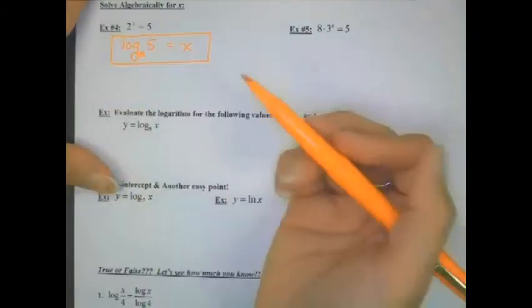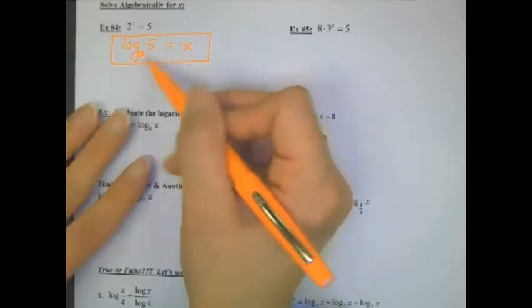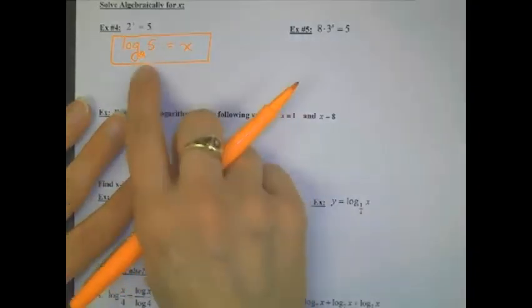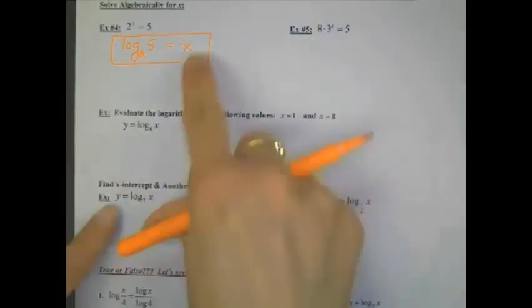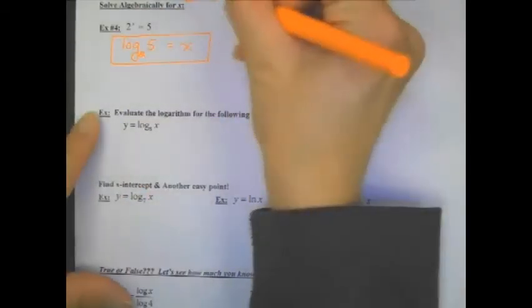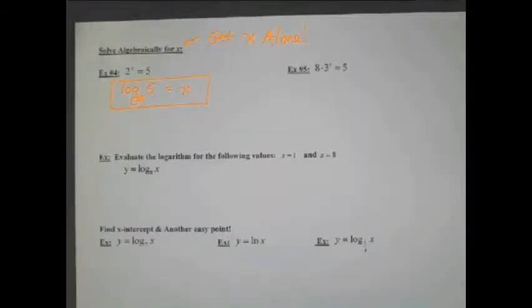Some people are curious and type this in their calculator to see what the decimals will be. You'll have to do change of base, of course, but then you'll have to chop off part of the answer. This is exact, so we'll leave it like that. X equals. To solve for x means get x alone. That's what it means, get x alone. Since we got it alone, we've solved it.